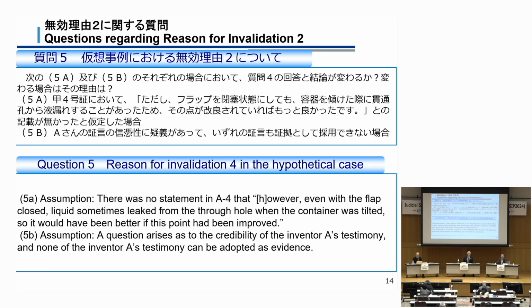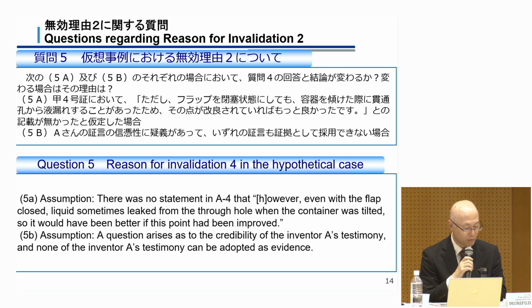And assumption 5B, a question arises as to the credibility of inventor A's testimony, and none of inventor A's testimony can be adopted as evidence. Does it change your conclusion or the answer to the previous question? So starting from Morifuji-san, please. Thank you.